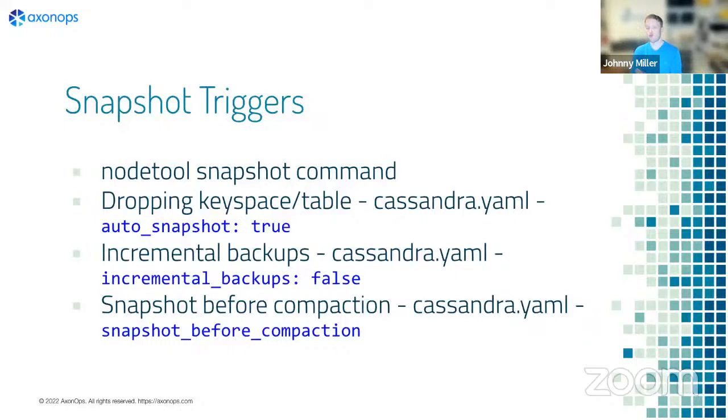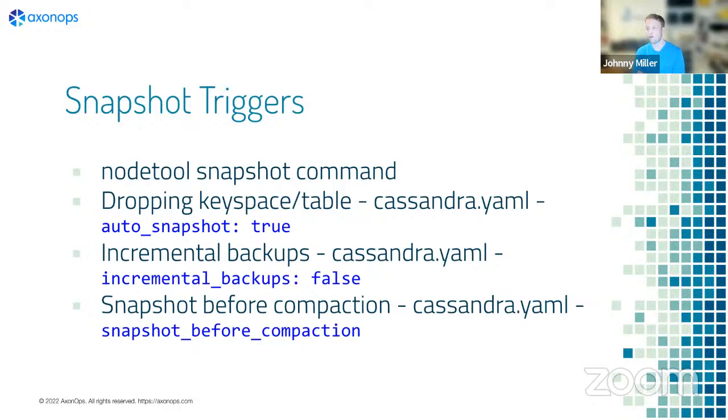If you drop a keyspace, it will automatically take a snapshot of that keyspace or table. This is an important thing to remember because sometimes it's very useful to have in production. I would never suggest turning it off, but in non-production environments, this is often something people forget to turn off, where you're dropping keyspaces and tables as part of your CI or whatever.